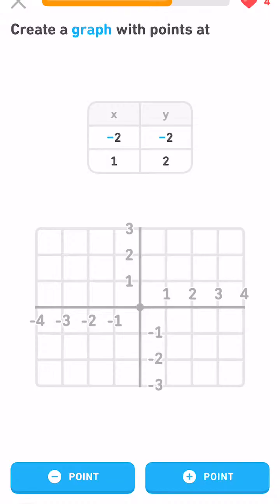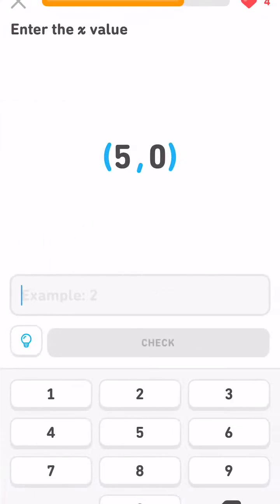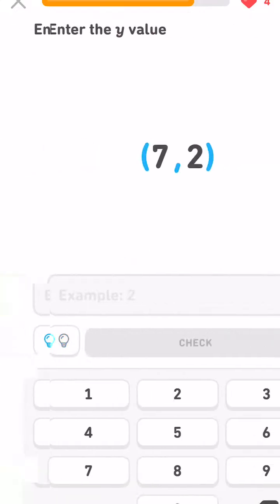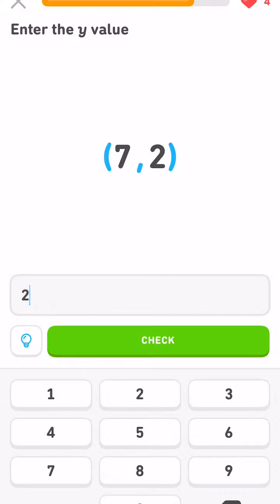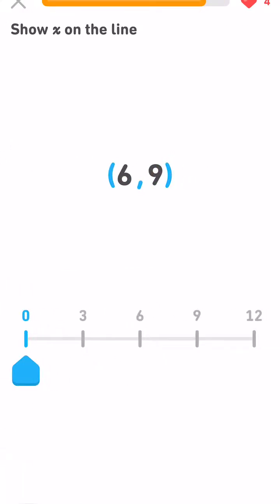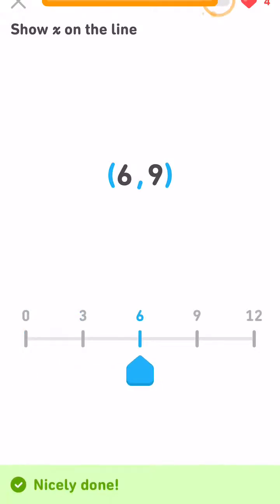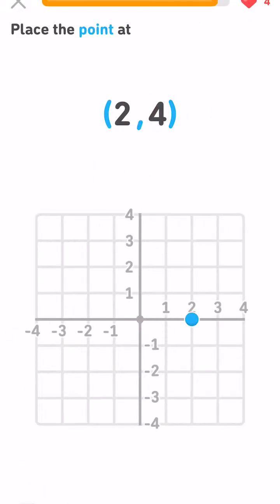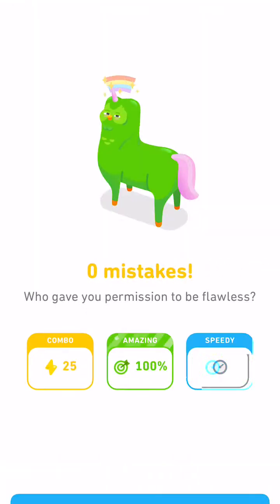Graph, create a graph with the points. Okay, let's do that. So we have x at -2. Oh, let's put the point. X at -2, y at -2. And then we have x at 1, y 2. The x value here would be 5. The y value will be 2. X is 6. Okay, 2, 4. Right, and another perfect score.